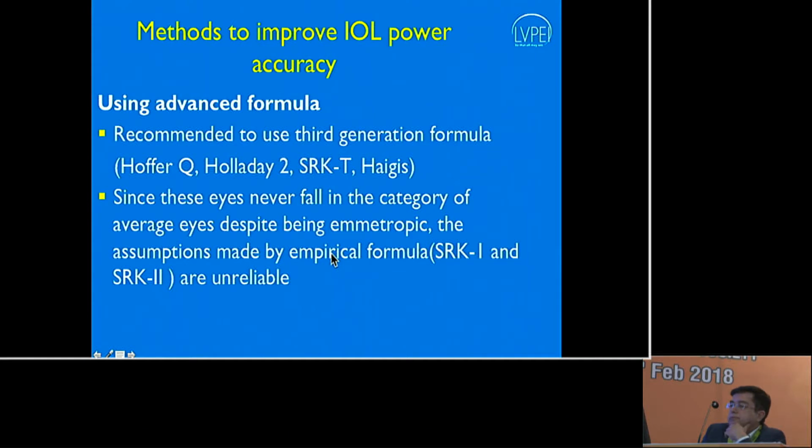The IOL formulas which are recommended in these situations are Hoffer, Holladay, SRK/T or Haigis, and many times these days we are preferring the Barrett Universal formula.